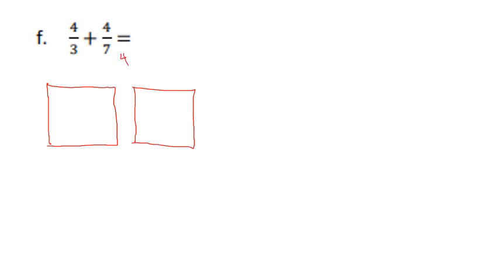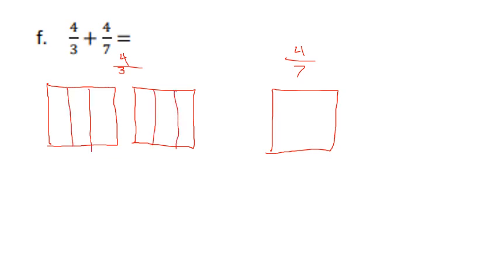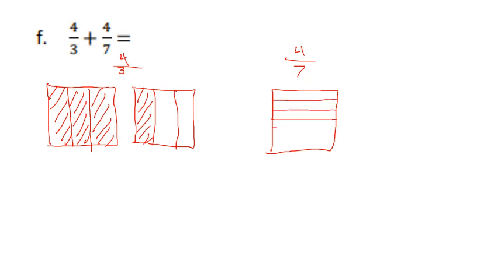And this is for 4/3. And then over here, I'm going to do 4/7. And you can see we're doing thirds here. And I'm going to shade in 1, 2, 3, 4/3. Now over here, I've got sevenths, so I'm going to go 1, 2, 3, 4, 5, 6, and 7.